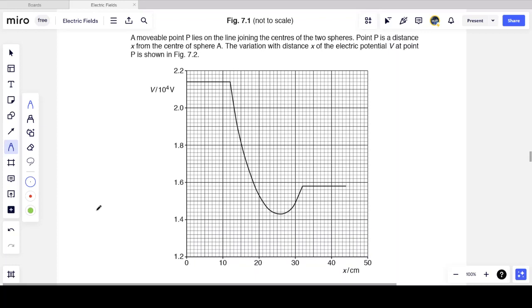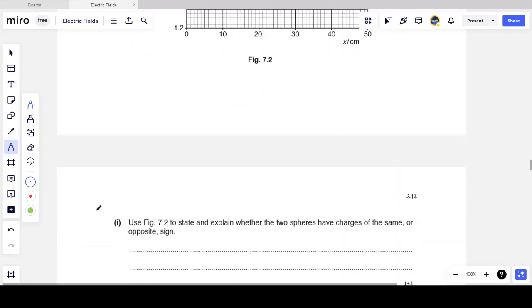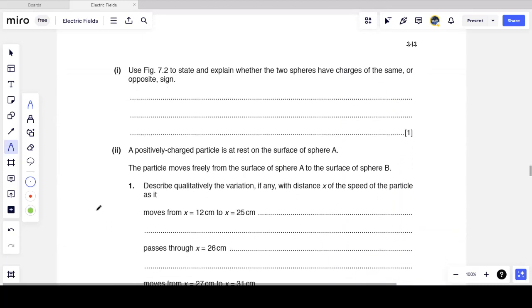So this is the graph of the net potential. If I were to add the two potentials and draw a graph at every point, this is what I would get. And I somehow need to use this information to determine things about those two charges. And so the first thing I need to determine is, using the figure, I have to state and explain whether the two spheres have charges of the same or opposite sign.